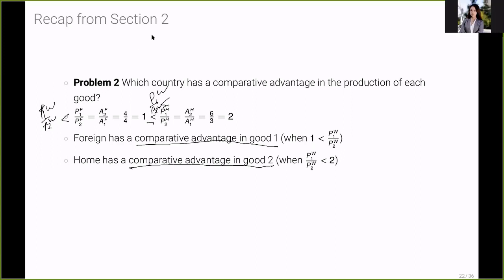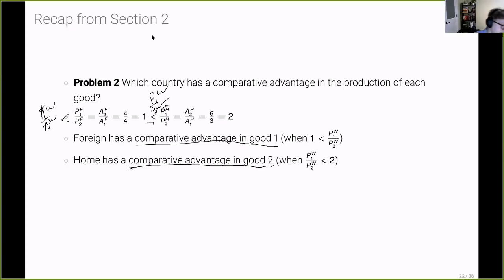Can I ask a question? Yeah, please. So once both home and foreign open up to trade, how does the world price determine if one industry will disappear or not?